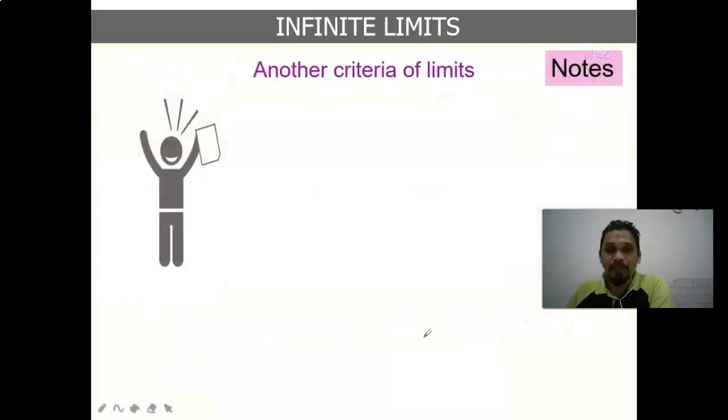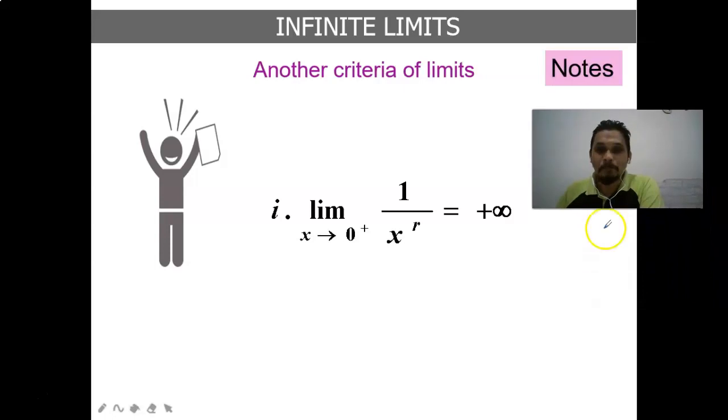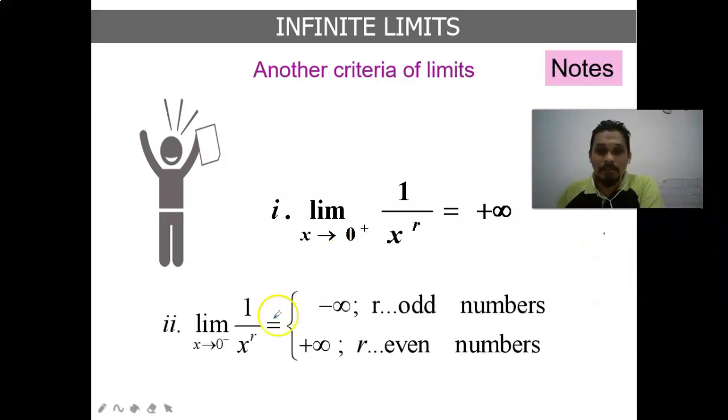Okay, another criterion of limits: the limit as x approaches 0 of 1 over x to the power of r. The limit of 1 over x to the power of r is negative infinity if r is an odd number, and positive infinity if r is an even number.